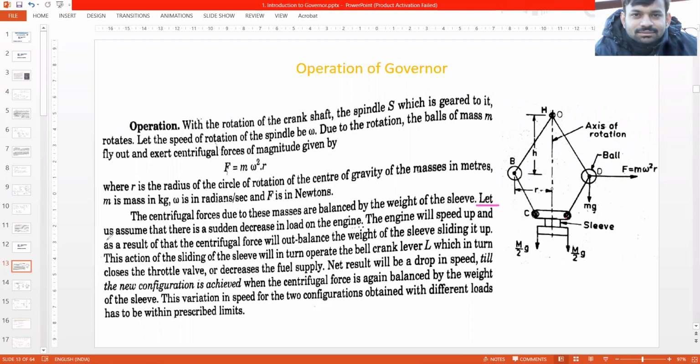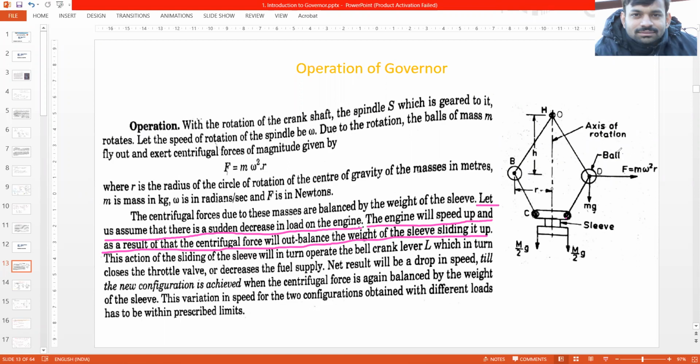Now let us assume that there is a decrease in load on the engine. So if the load on the engine suddenly decreases, then what will happen? Assume that the load on the engine has reduced. The engine will speed up, and as a result of that, the centrifugal force will outbalance the weight of the sleeve, sliding it up.